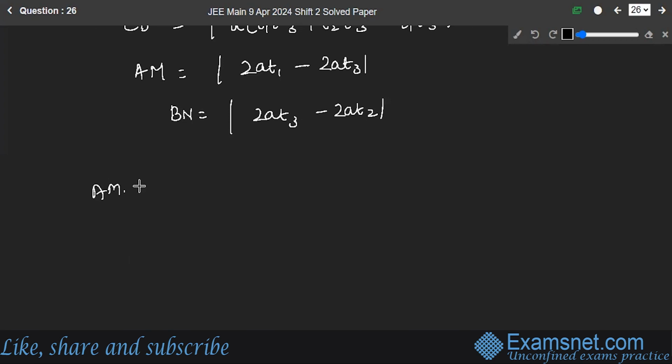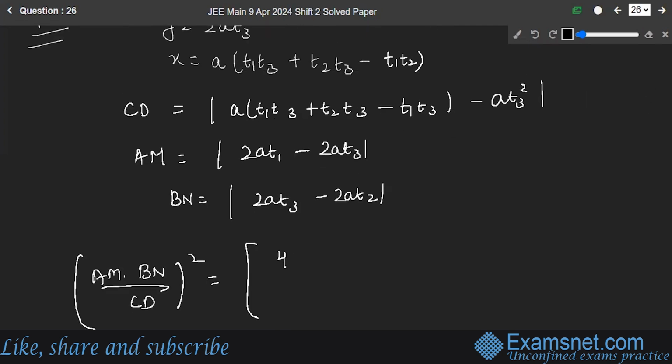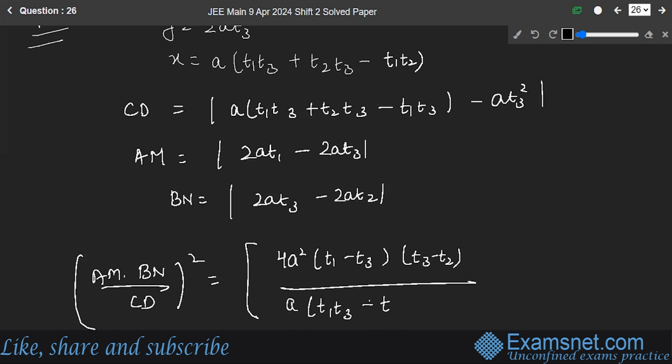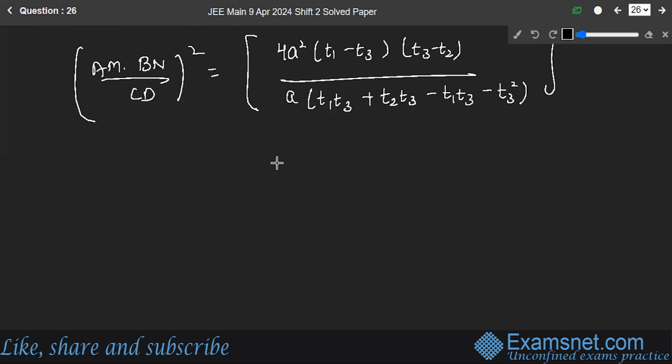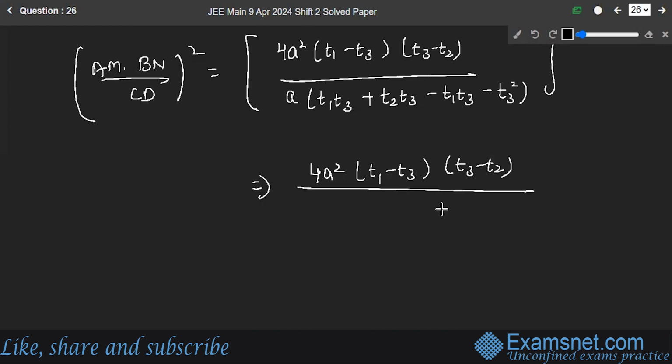Let's find out. You have to find the dot product of AMB N upon CD square. So doing this, multiplying and dividing, you will have 4A square (T1 minus T3)(T3 minus T2) divided by A T1, T3, T2, T3, T1, T3 minus T3 whole square. Right, so that will give you 4A square (T1 minus T3)(T3 minus T2) divided by A of, and factorizing this.